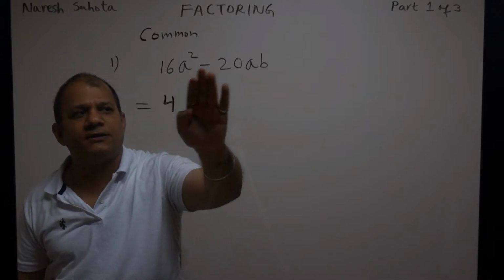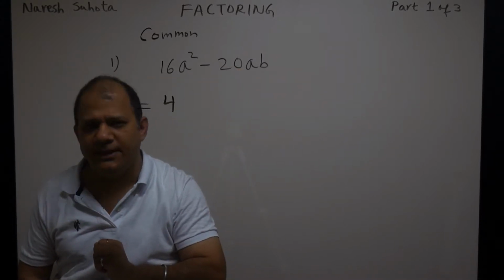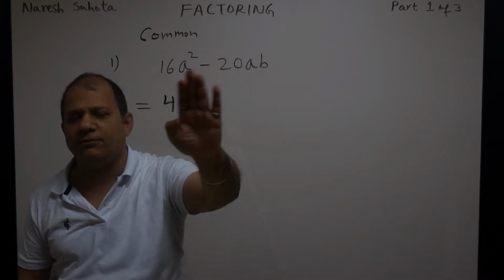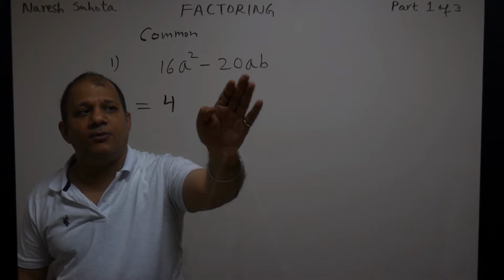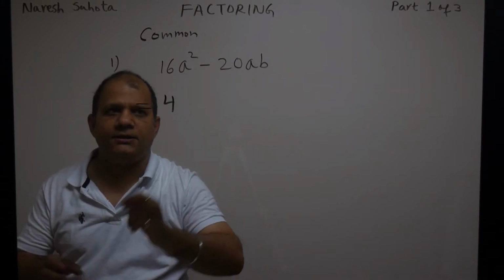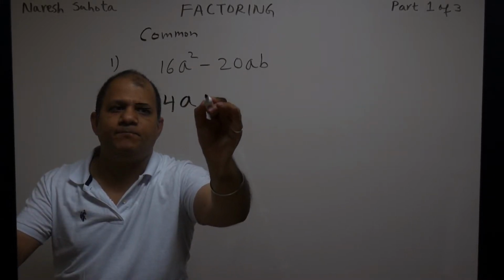Okay, so now let's look at the variables. So let's eliminate b first. B doesn't appear in both, so b is not common. Can't be common. A is common because it appears in both, right? So let's take out a.